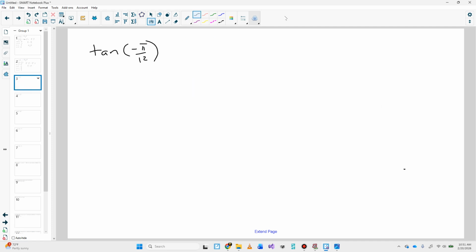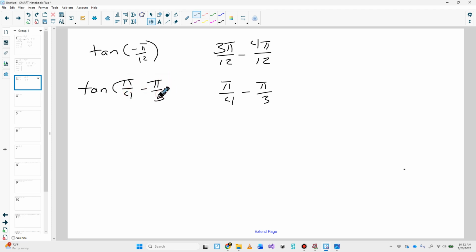Okay, let's move on to the next one. Tan of minus pi over 12. All right, well, let's see. If I did 4 pi over 12, excuse me, and if I subtracted that from 3 pi over 12, I would get negative pi over 12. So that would be pi over 4 minus pi over 3. And that should be what I can use. So pi over 4 minus pi over 3. And I will use a difference of these angles and the tan formula for that.